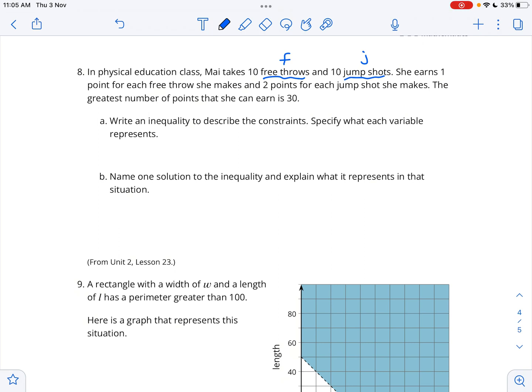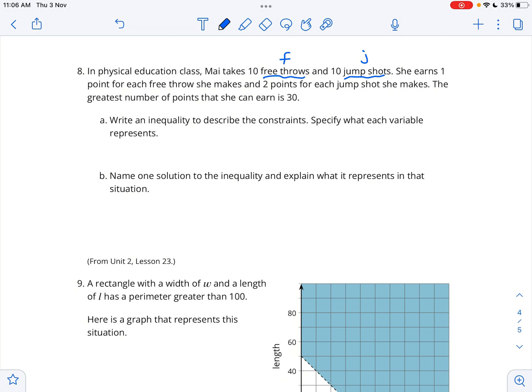Okay, so if I was going to write the inequalities for this one, I know, first of all, that she takes 10 free throws and 10 jump shots. She earns 1 point for each free throw she makes. So if I take the number of free throws that she makes plus 2 times the number of jump shots that she makes, that tells me her number of points, but the greatest that she can earn is 30. So that means that needs to stay less than or equal to 30.